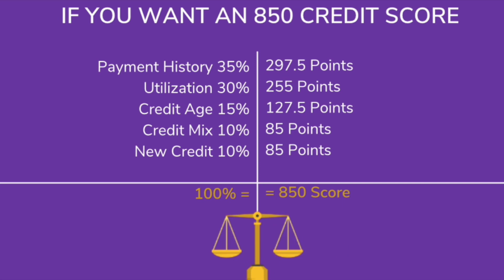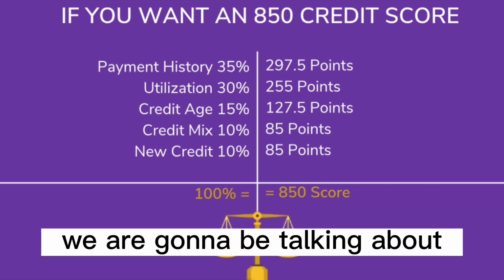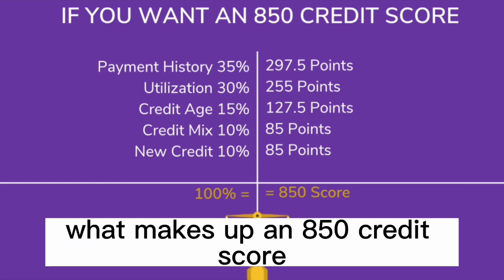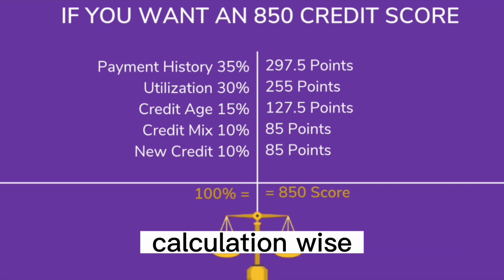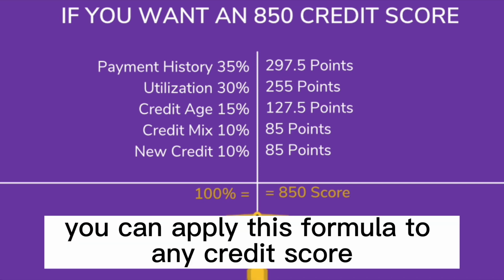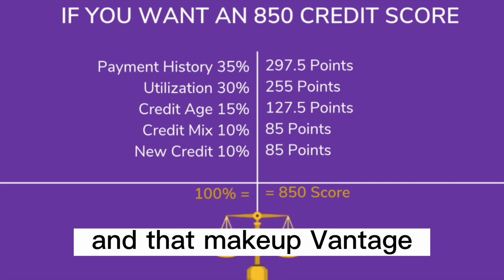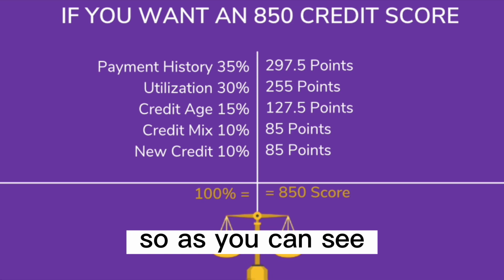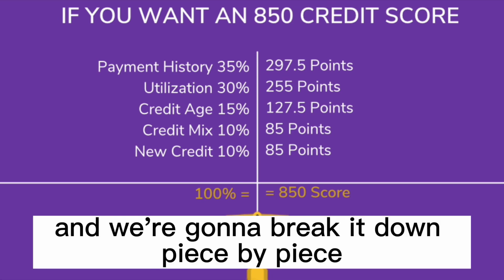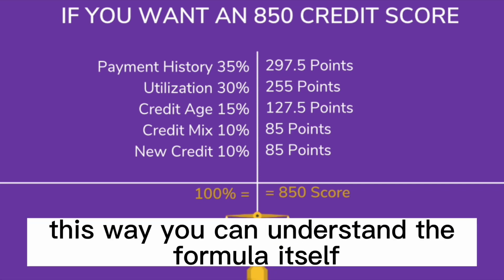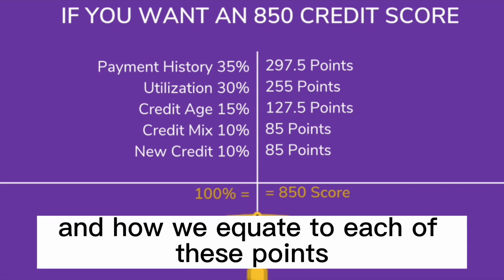As promised, we are going to be talking about what makes up an 850 credit score, calculation-wise. You can apply this formula to any credit score to see how the different areas make up FICO and make up Vantage, and how it's affecting you. So as you can see, we got the chart here, and we're going to break it down piece by piece, section by section. This way you can understand the formula itself and how we equate to each of these points.